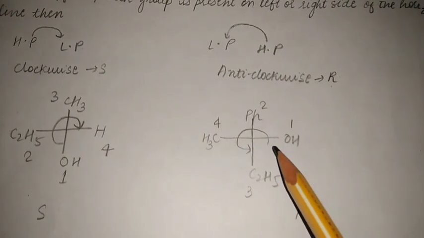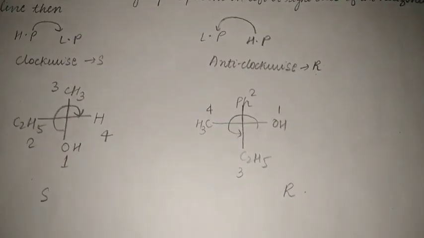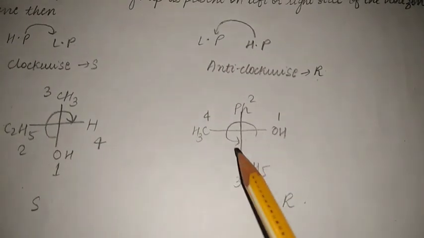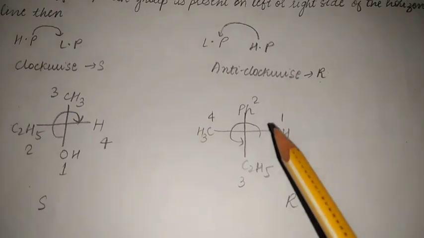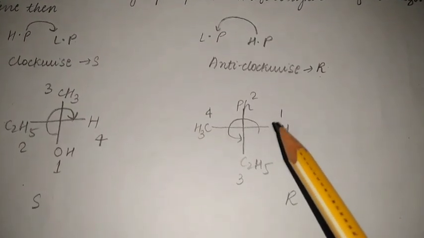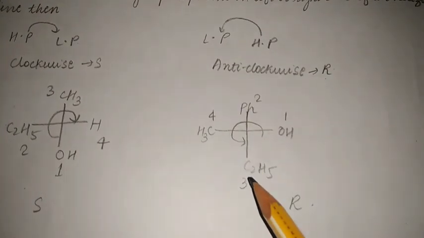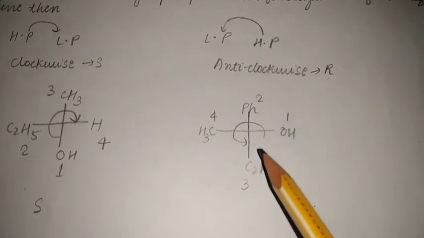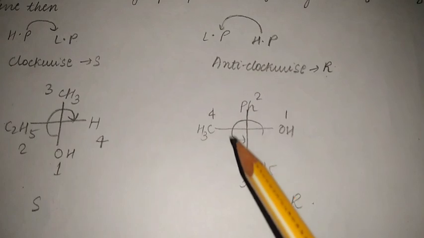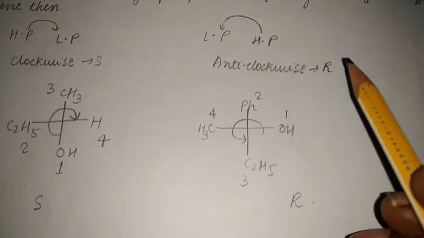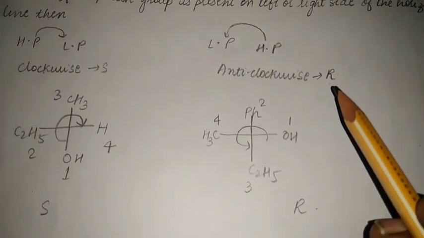And in this we can see it rotates in anti-clockwise direction from higher priority to lower priority. We can see 1, 2, 3 moving in anti-clockwise direction, so it is considered as R configuration.